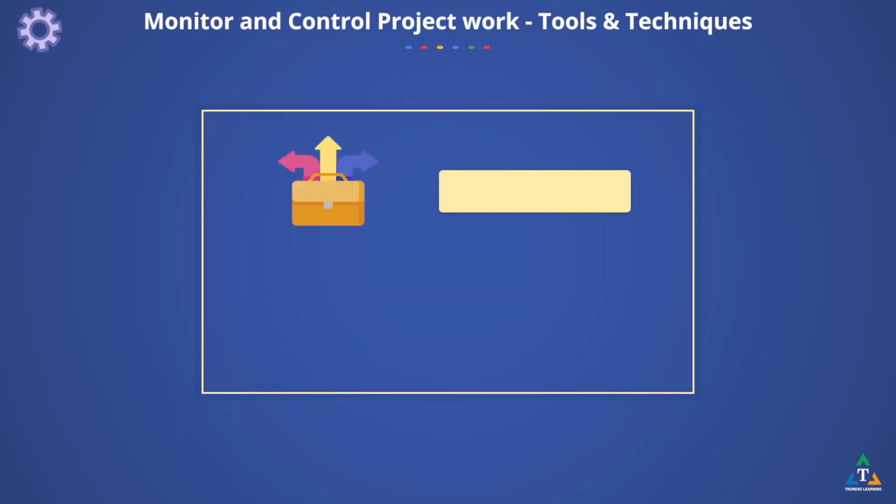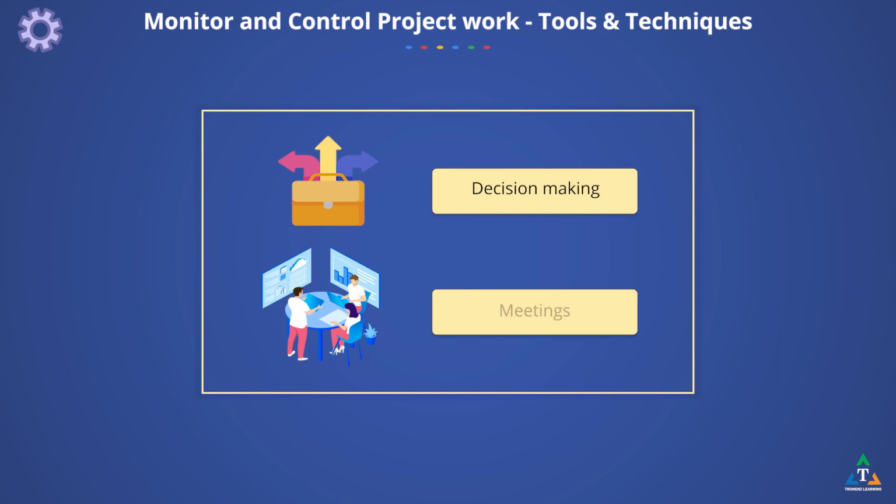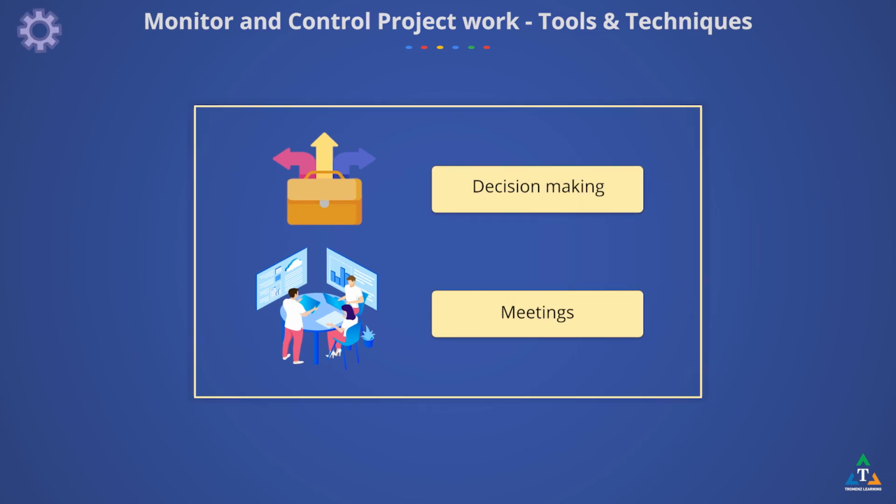A decision-making technique that can be used includes but is not limited to voting. Voting can include making decisions based on unanimity, majority, or plurality. Meetings may be face-to-face, virtual, formal, or informal. They may include project team members and other project stakeholders when appropriate. In the next screen, we will discuss the outputs of this process.